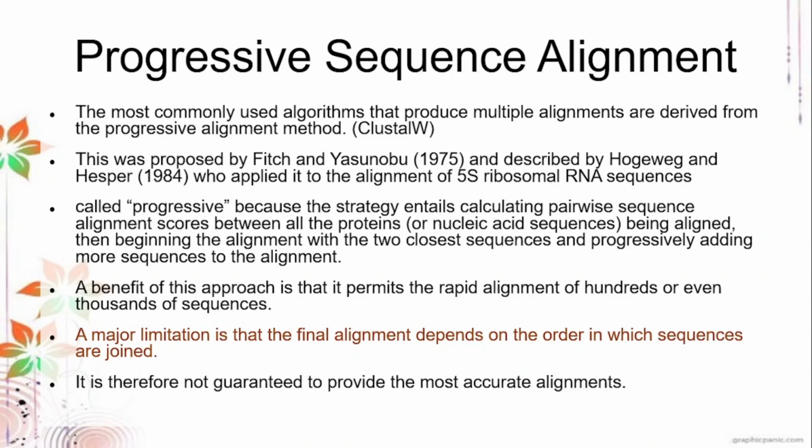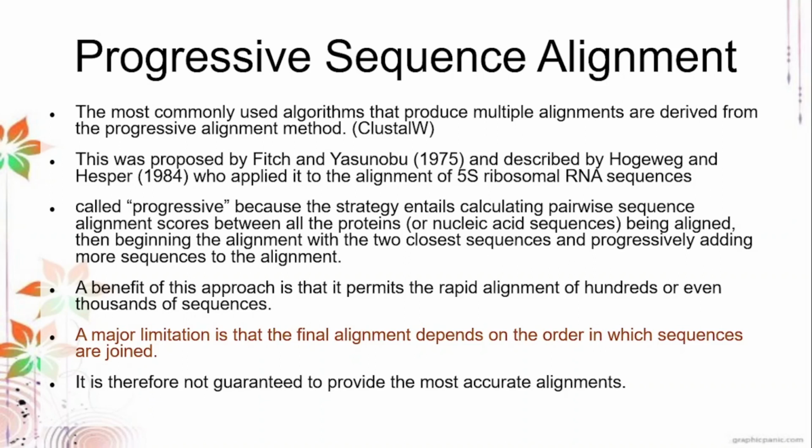Now, they call it a progressive sequence alignment, because instead of doing multidimensional matrices, this entails just doing pairwise sequence alignment scores between your sequences. It can be protein, it can be nucleic acids, that is DNA and RNA. So you just do pairwise alignment first, and then you start with the two closest sequences.